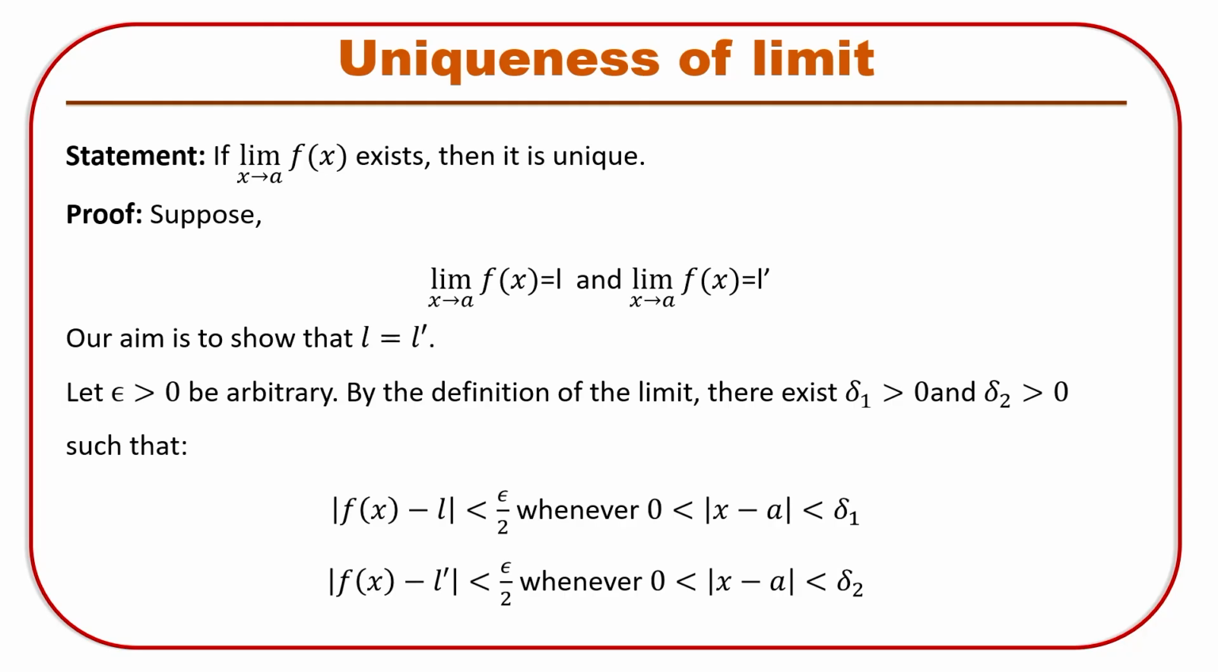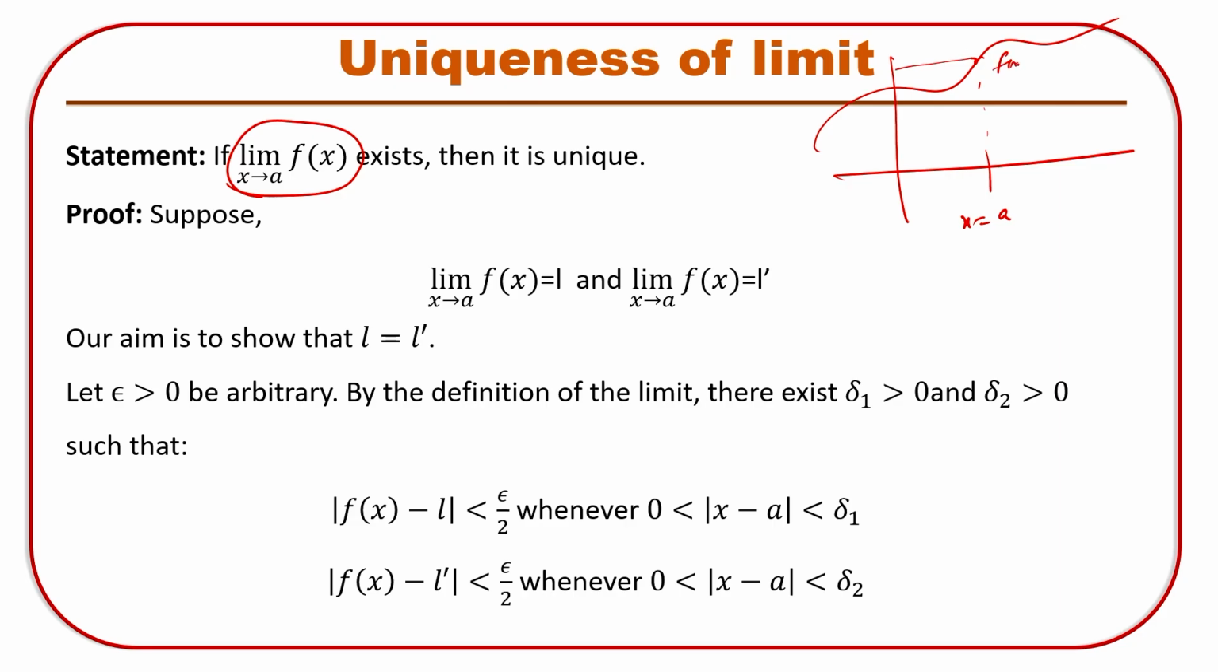So look at the slides here. I have to prove that if a function f(x) has a limit at x equal to a, then it is unique. So x equal to a is given here, and this is the limit of f(x), equal to L, then it is unique. There is no other limit that exists for this function.